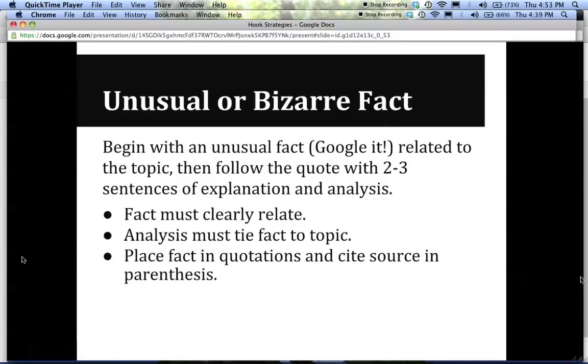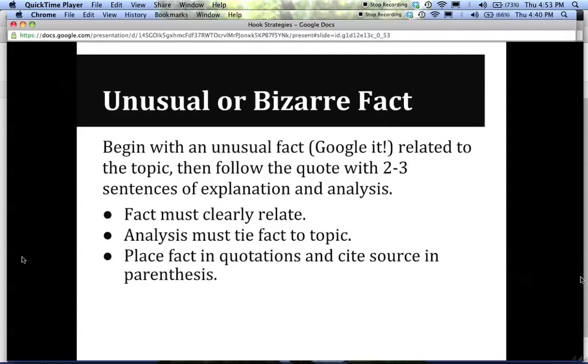So you begin your essay, the first line, with an unusual fact. And if you have a topic and you're interested in trying to find an interesting, unconventional fact about it, just Google it and see if you can find some. Google the subject and then plus statistics or facts. And then try to find something interesting related to your topic.